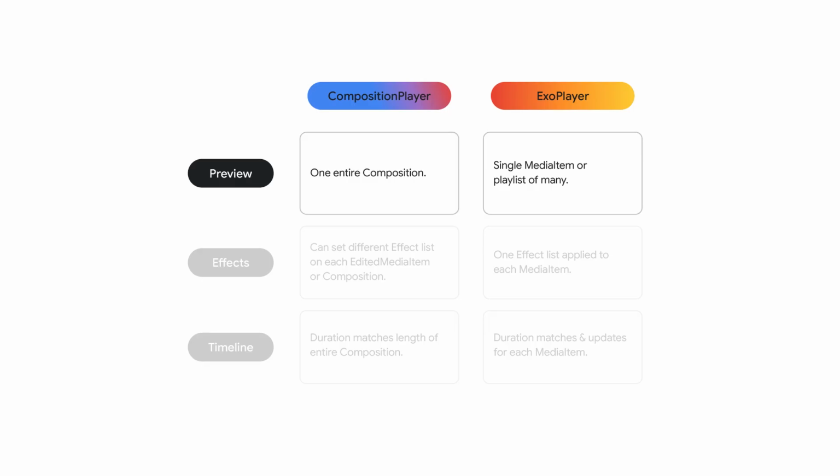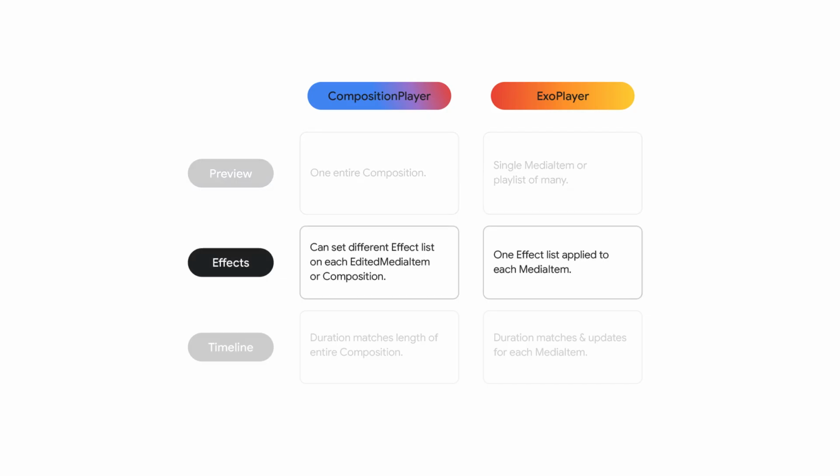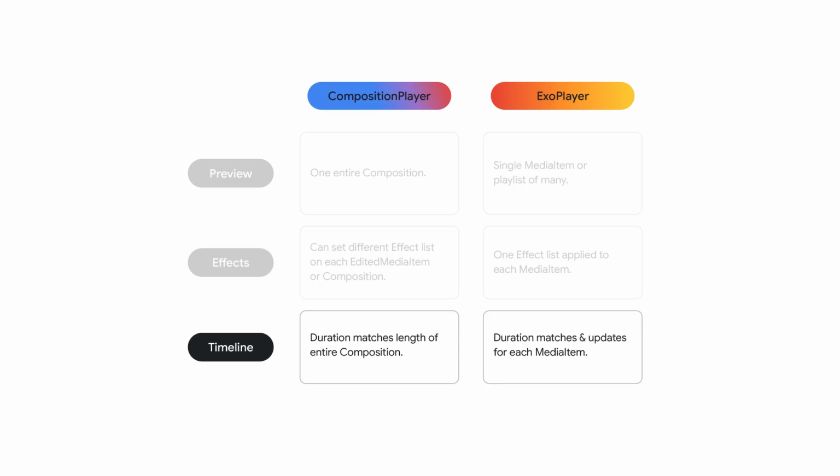So, you've created, previewed, and edited your videos. How do you view and share them? You might wonder, why do we have two players to view, ExoPlayer and Composition Player? Let's see, when should you use which one? In Composition Player, you need to work on a composition, whereas in ExoPlayer, you work on a media item or a playlist. In Composition Player, effects are set on each item or composition, whereas in ExoPlayer, effects are set onto the player, thus will be applied on each media item in the playlist that you're playing. Last one is the timeline. In Composition Player, the progress is calculated based on the duration of the set composition. Whereas in ExoPlayer, the progress bar is tied to the currently playing media item.